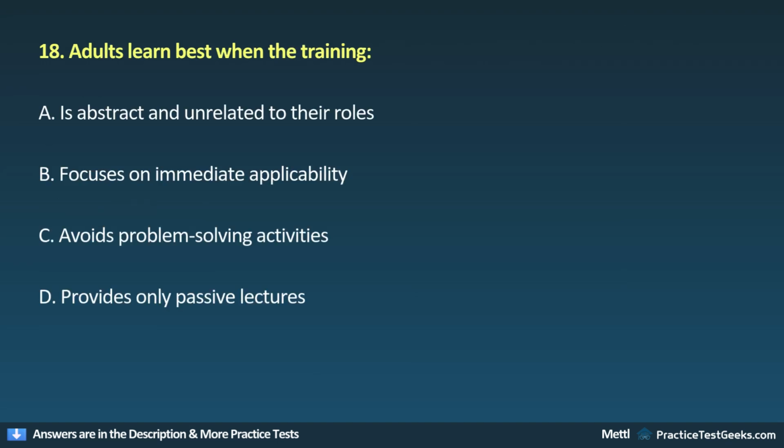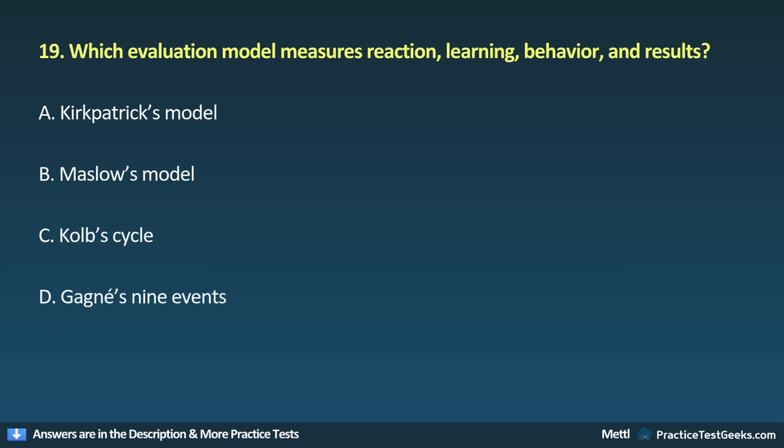18. Adults learn best when the training A. Is abstract and unrelated to their roles. B. Focuses on immediate applicability. C. Avoids problem-solving activities. D. Provides only passive lectures.